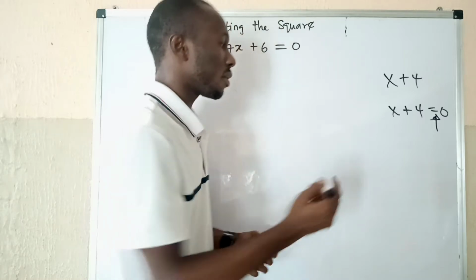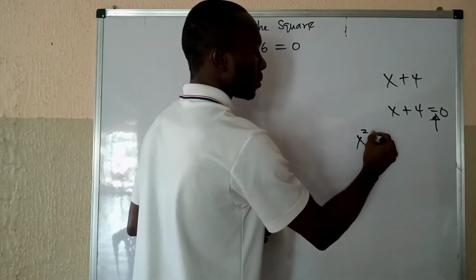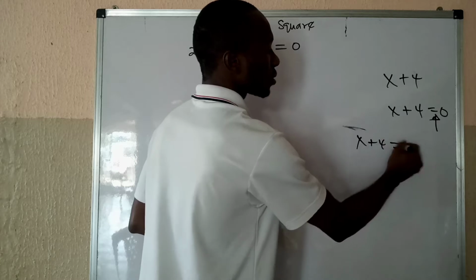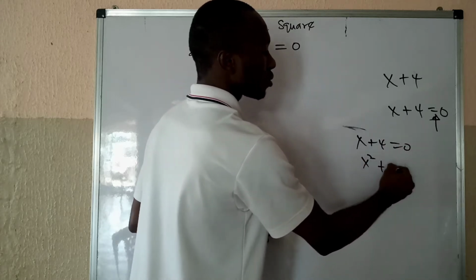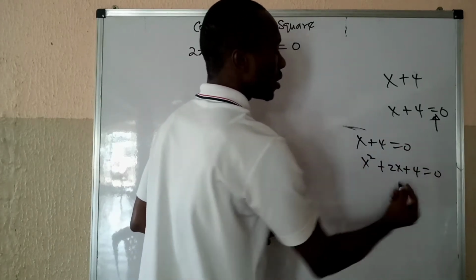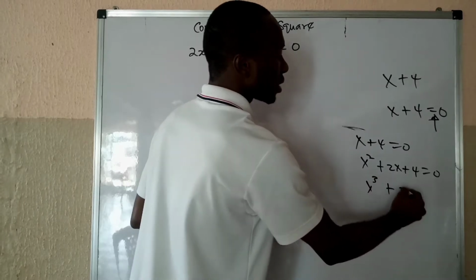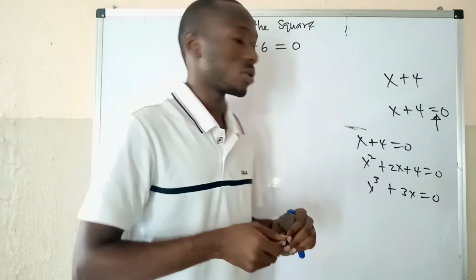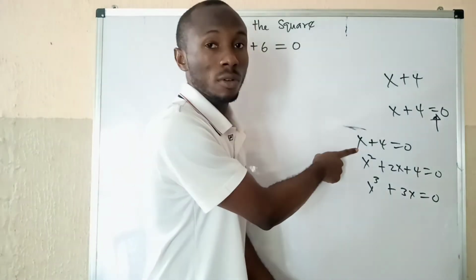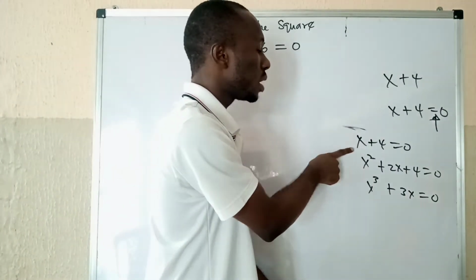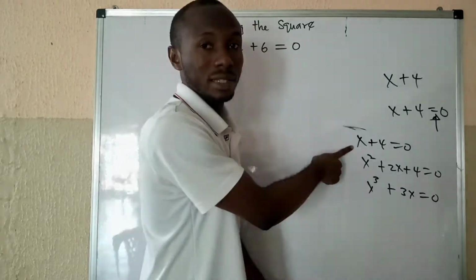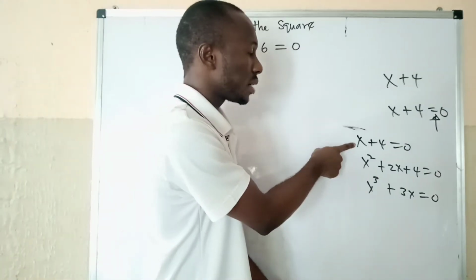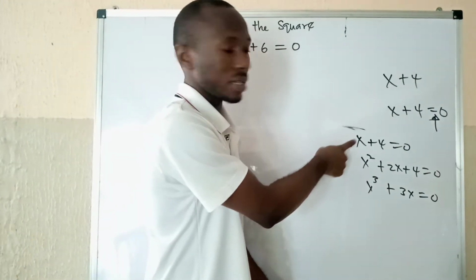For instance, I have x plus 4 equal to 0. I have x squared plus 2x plus 4 equal to 0. I have x cubed plus 3x equal to 0. Now, how do we figure out a quadratic equation? We look for the unknowns. We look for the power of the unknowns. The unknown here, or the indeterminate here, is x, and the highest power of x here is just 1.